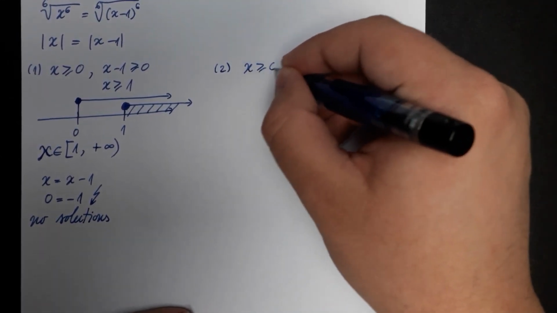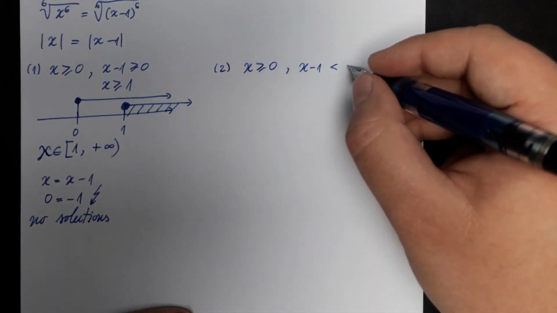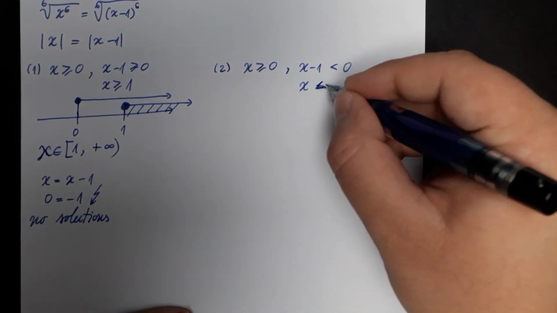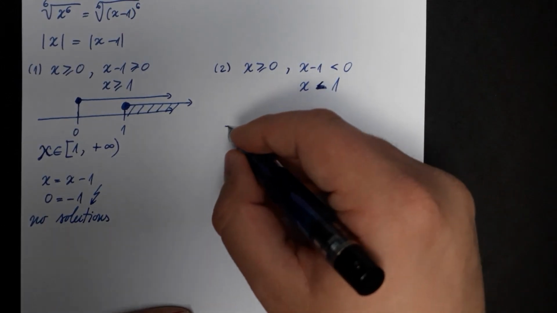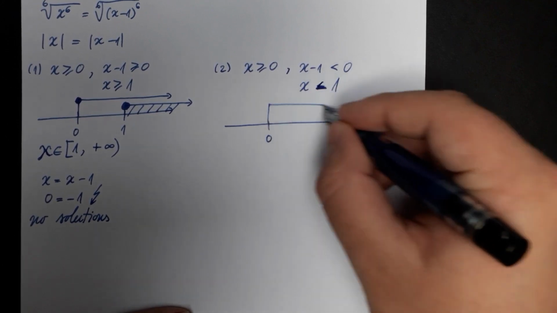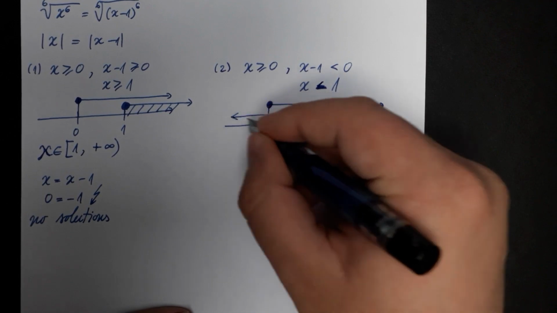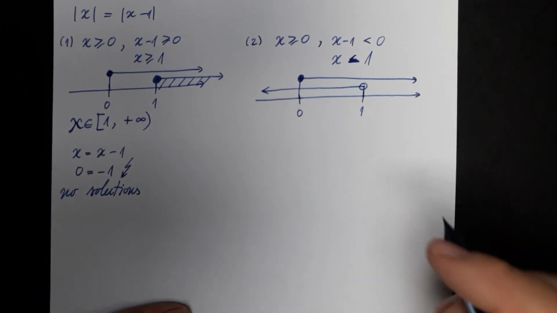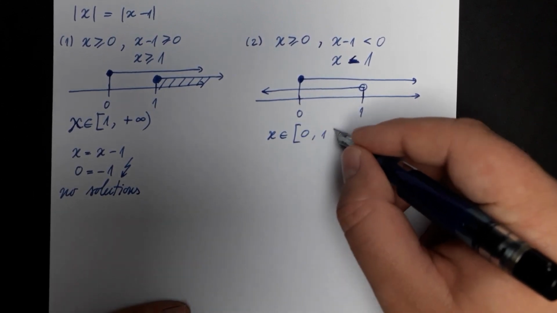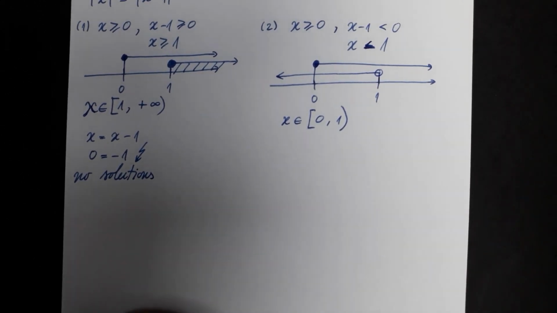The second case is for x larger or equal to 0 and x minus 1 being lower than 0. That makes x lower than 1. Well, we are left with a case like this. So 0 is here, 1 is here, larger or equal, including the dot, and smaller without the dot. That basically makes x from the interval 0 to 1, where 0 belongs in the interval and 1 does not.